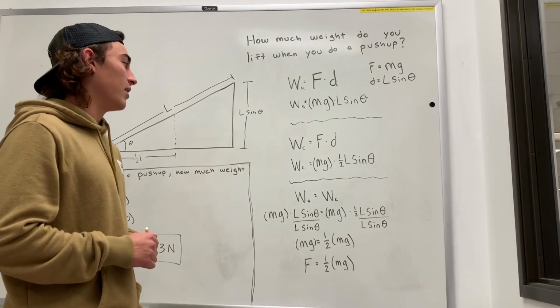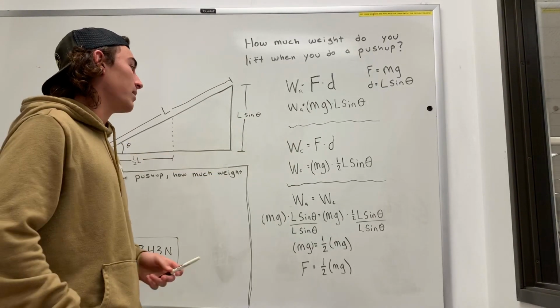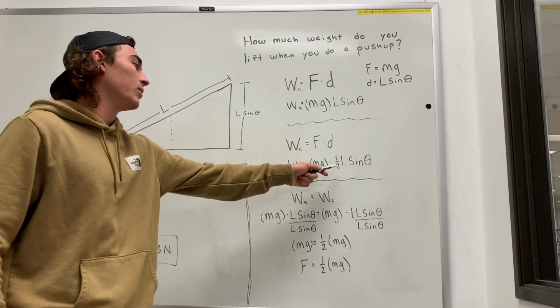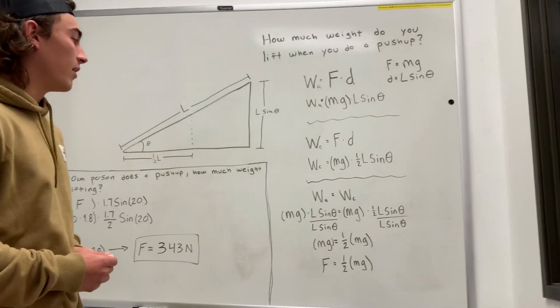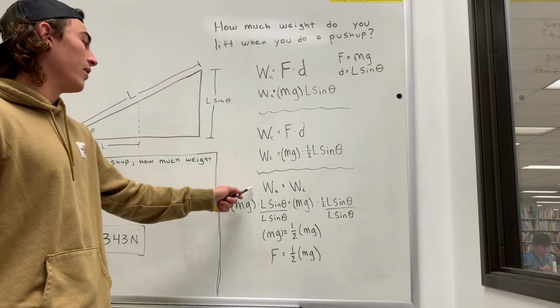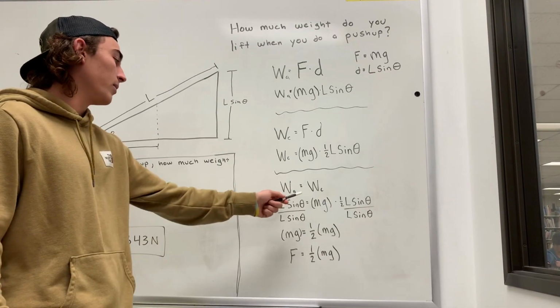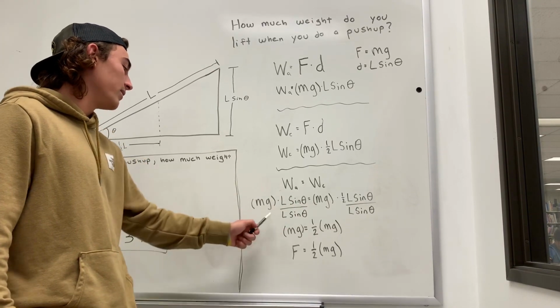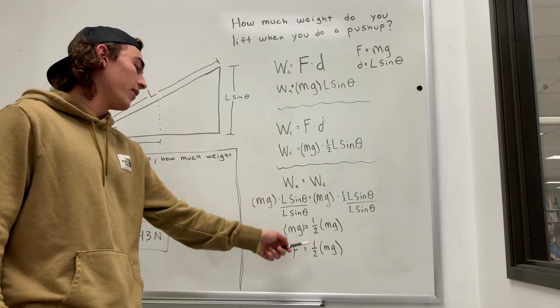We also need to know the work done by the center of gravity, which we also know is force times distance. But here, force is the same, mass times gravity, but the distance is going to be 1/2 L sine theta, like we already determined here. And lastly, we know that the work of the arms and the work of the center of gravity have to be the same. So we wrote them out in variable form and then solved by dividing by L sine theta, which eventually got us to the force of the arms equals 1/2 mass times gravity.